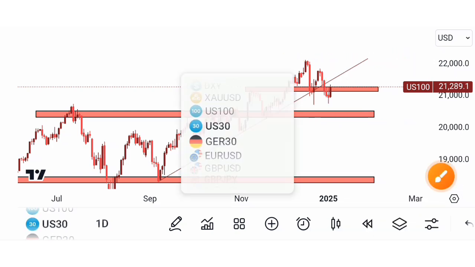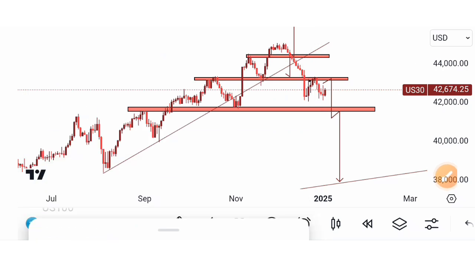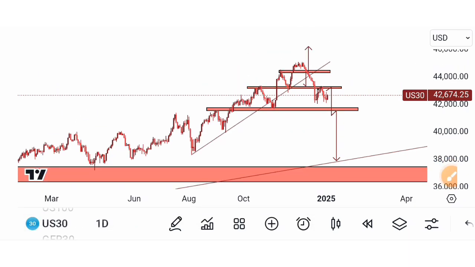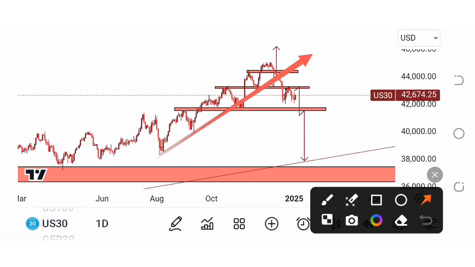Moving on to US30. I'm also bearish. Let me not go on the higher time frame. Bearish because, as you can see, the market was moving up over here: higher highs, higher lows, higher highs, higher lows, higher highs, higher lows, higher high, as you can tell.